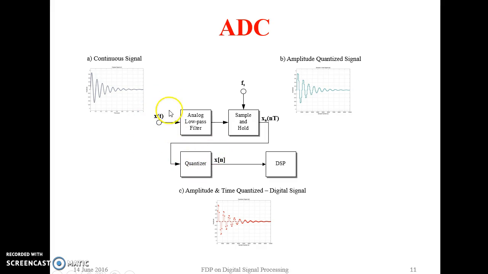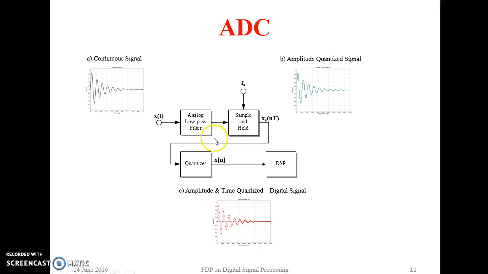So here x of t is nothing but an analog signal. So all our signals will be varying with respect to time t. Whereas in digital signals, it is x of n, where n is nothing but the number of samples. So we will be giving a continuous signal x of t to an analog low pass filter.